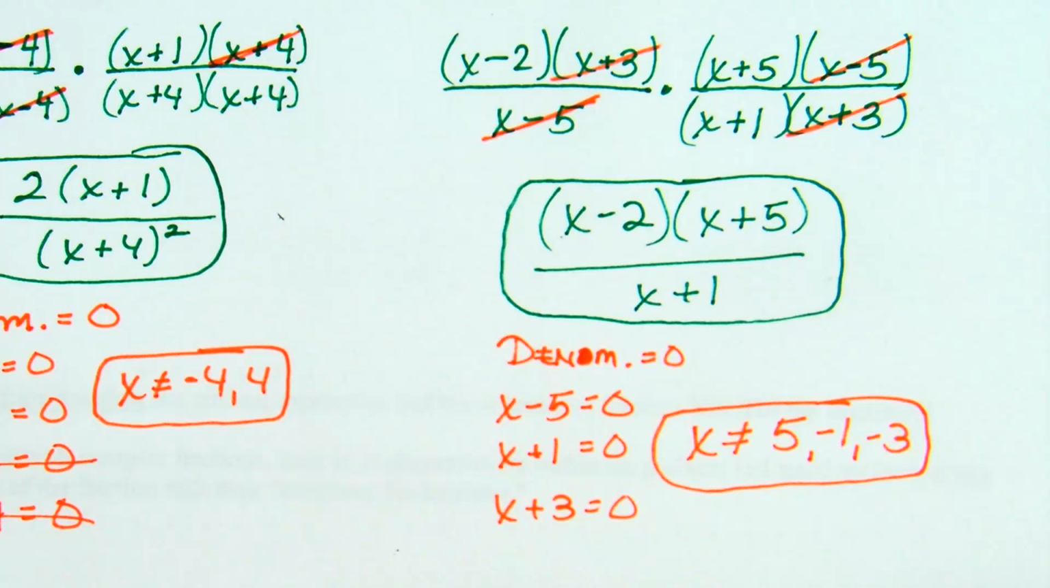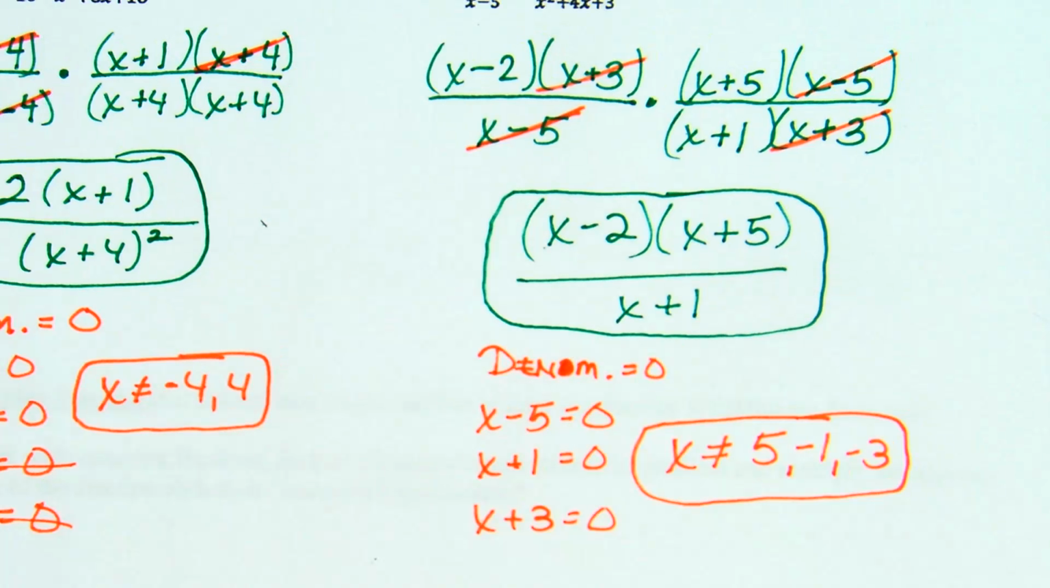Yes? In what we're doing right now, there's always going to be restrictions on the variable. Anytime x is in the denominator, there are restrictions. Even with division. And what we're doing, there's always an x in the denominator, so there's always going to be restrictions.